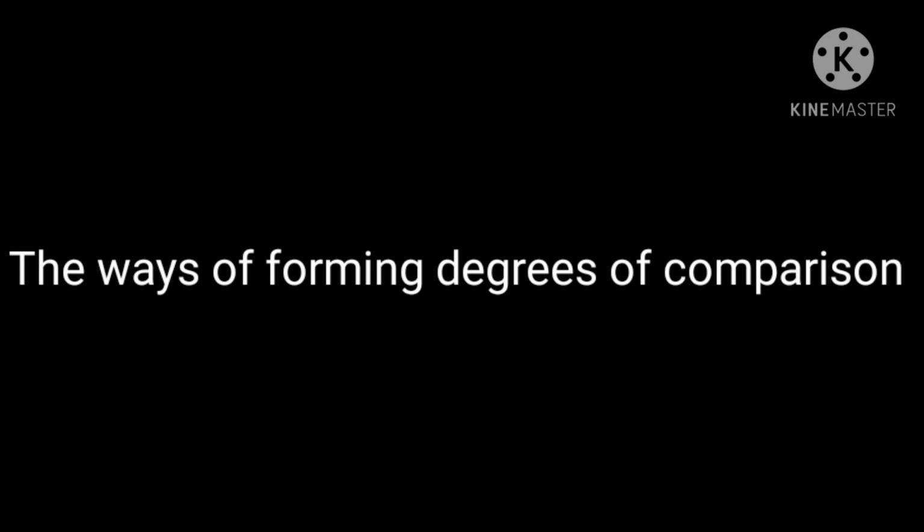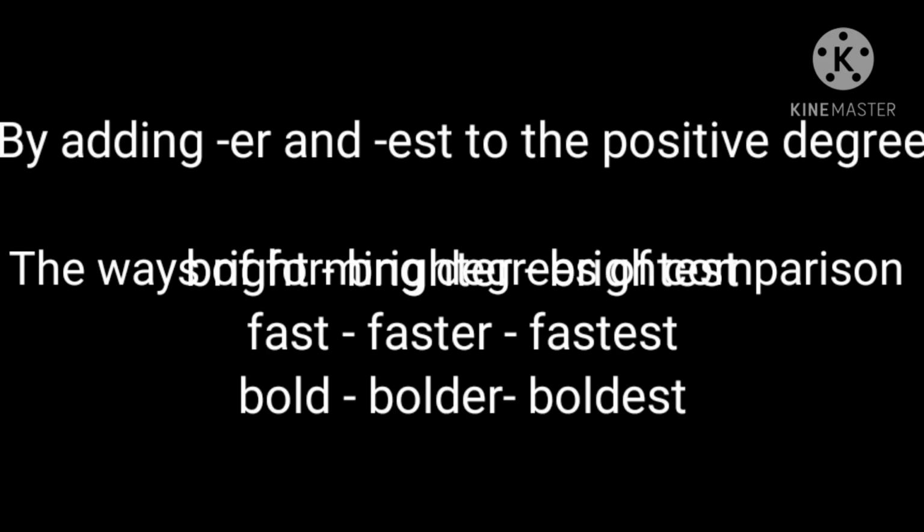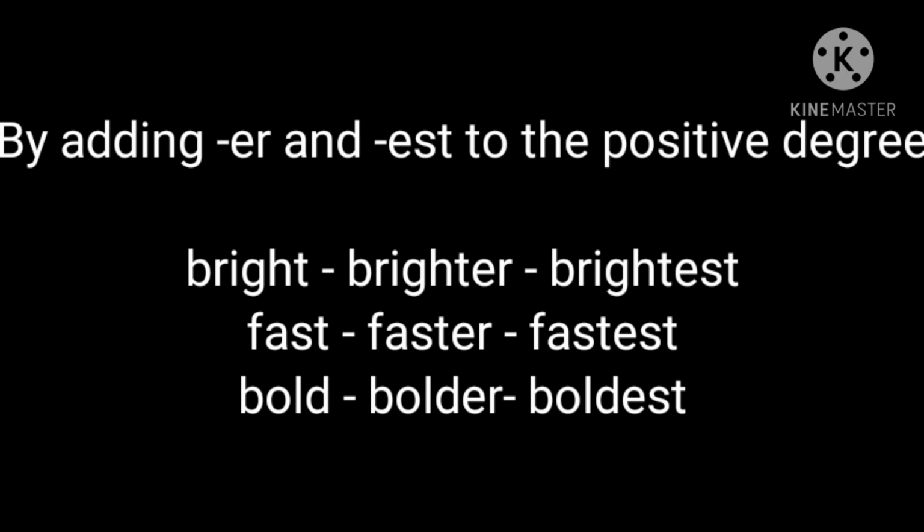Now let us learn about some of the ways of forming degrees of comparison. By adding ER and EST to the positive degree, we may get the comparative and superlative degrees respectively. Example, bright, brighter, brightest, fast, faster, fastest, and bold, bolder, boldest.